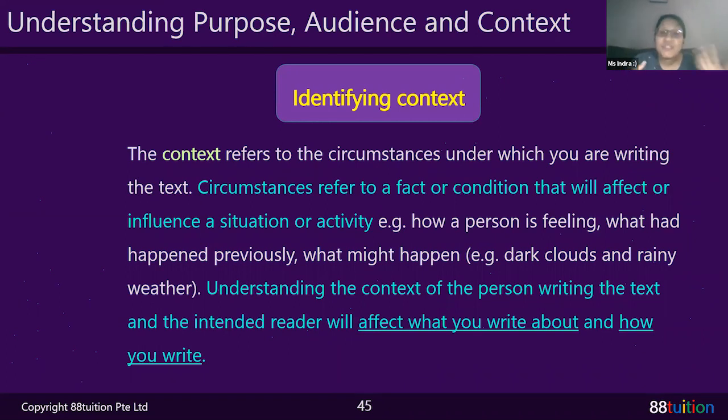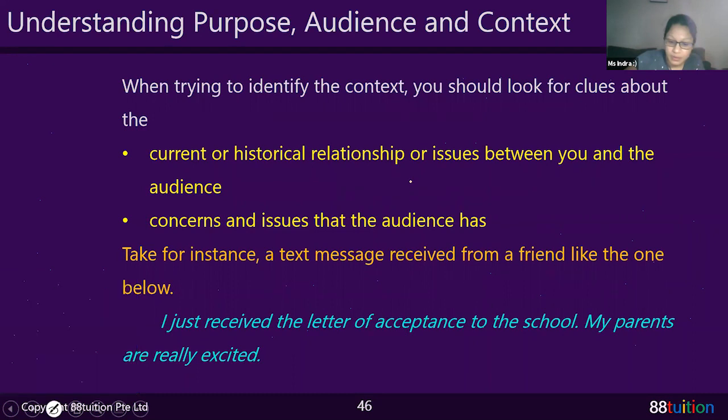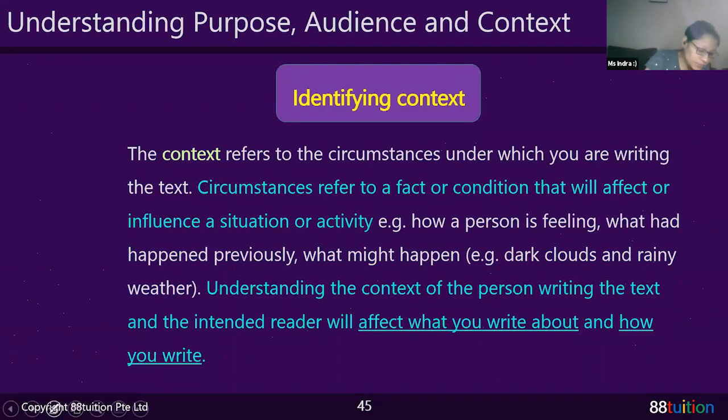Now, the context refers to the kind of circumstances under which you're writing the text. Whenever we say something about context, it will be something that affects the situation. So it's a fact or condition that will affect or influence a situation or activity. Basically, how you're feeling about something that could have happened previously or what is to come, for example.